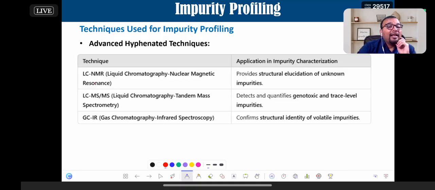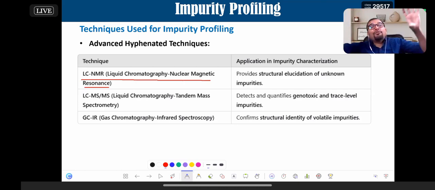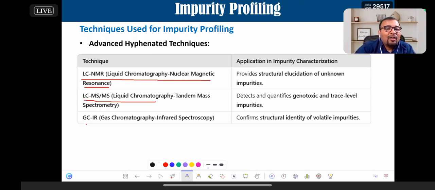For example, LC-NMR, or liquid chromatography plus nuclear magnetic resonance, means you are going to separate out the compound first, and then this separated fraction will go inside the NMR. So you can have the NMR of multiple peaks appearing on your chromatogram, like LC-MS/MS or GC-IR. These are all hyphenated techniques, and they are also important to characterize the compounds separated on the liquid chromatography or gas chromatography.